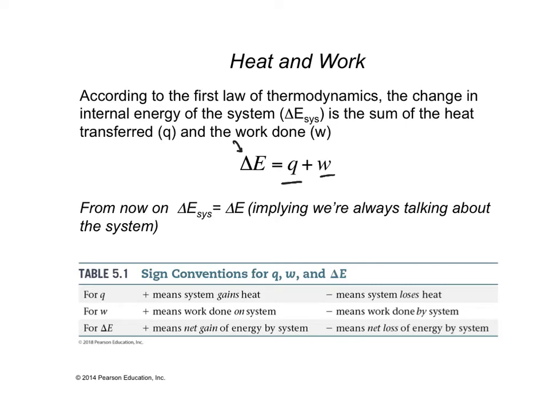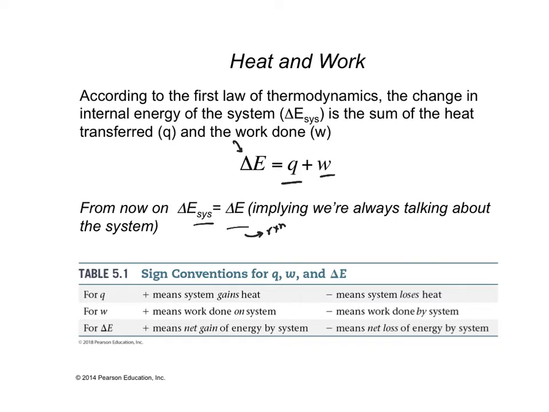All right, so from now on, I'm going to get rid of this distinction of the system. When I'm talking about the system, or anytime you ever see delta E, we're always referring to the system, which for us is always our chemical reaction, okay? So anytime you see delta E, we're implying the system. All right, so now we need to talk about sign conventions, because I always get super confused with respect to sign conventions with delta E and Q and W, okay?